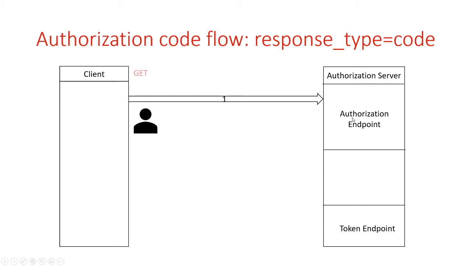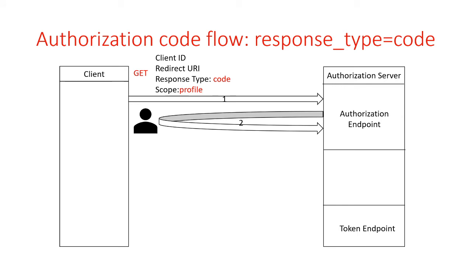It will be a GET request, and these are going to be the parameters passed in the query string. It will have client ID, redirect URI, a response type, which is code, and scope. I've just taken profile and example, but when we do the demo, we will use the test scope that I've created. By the way, there are other parameters also like state and nonce, and we will look into it when we do the demo.